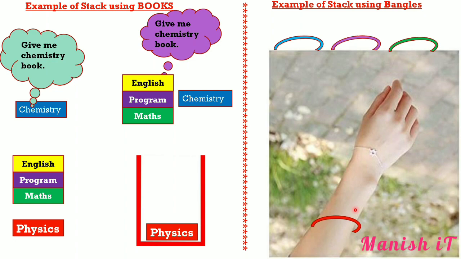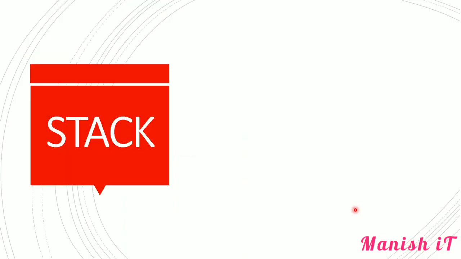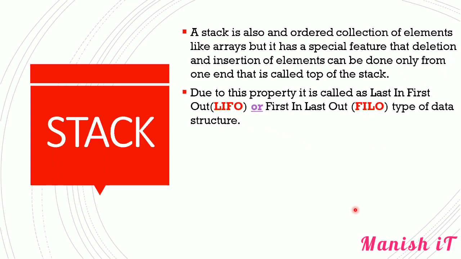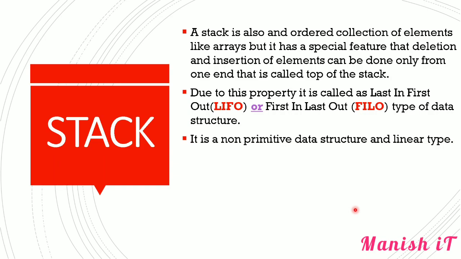But as we know, every structure has its own rules and properties, so a stack also has its own properties. Let us see them one by one. A stack is also an ordered collection of elements like an array, but it has a special feature: deletion and insertion of elements can be done only from one end, which is called the top of the stack. Due to this property it is called last in first out, or first in last out, type of data structure. It is a non-primitive, linear data structure.